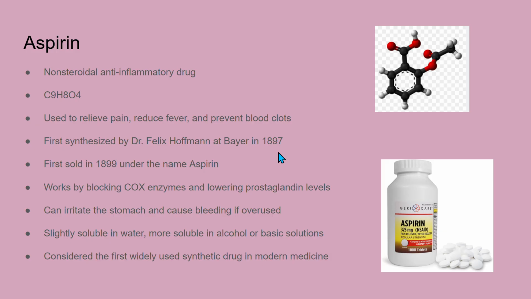Aspirin is another common non-steroidal anti-inflammatory drug and one of the first synthetic drugs ever developed. It's used to relieve pain, reduce fever, and prevent blood clots. It dissolves a little better in water than ibuprofen, but it can irritate the stomach if taken too often. Because aspirin and ibuprofen are similar but behave differently, comparing them helps show how molecular structure affects binding and solubility.